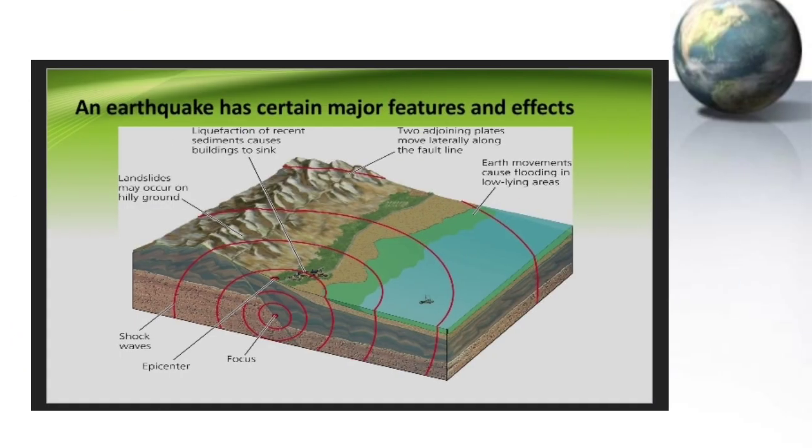Next, an earthquake has certain major features and effects. The image illustrates the major features and effects of an earthquake. It shows the focus, or the point of origin underground, the epicenter, or the point on the surface directly above the focus, and the propagation of shock waves. Secondary effects depicted include landslides on hilly terrain, liquefaction causing building damage, and flooding in low-lying areas due to the ground displacement. The diagram also highlights the lateral movement of two adjoining plates along the fault line as the primary cause.